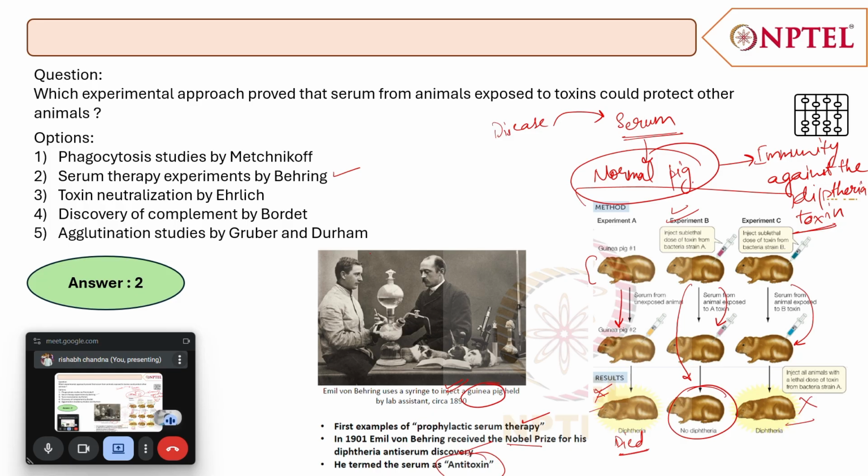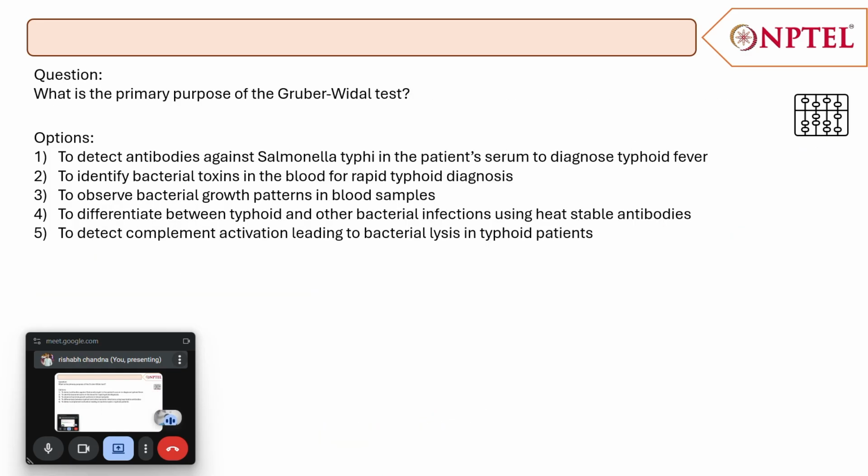Okay, if no doubt, then we'll move on to the next question. What is the primary purpose of the Gruber-Vidal test? What can be the correct answer?